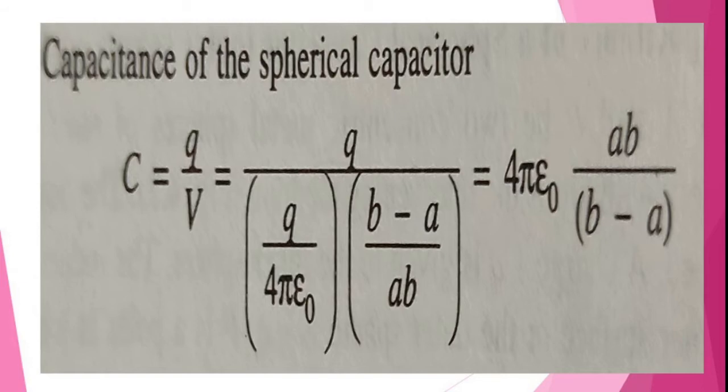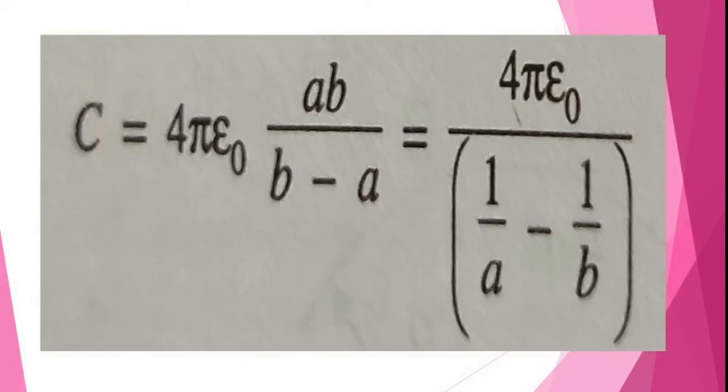Or this can also be written as 1 by 4 pi epsilon 0 divided by 1 by A minus 1 by B, without taking the LCM. See what happens when B is equal to infinity. 1 by B will become 0, so the denominator contains only one term, that is 1 by A. 1 by A will go to the numerator.